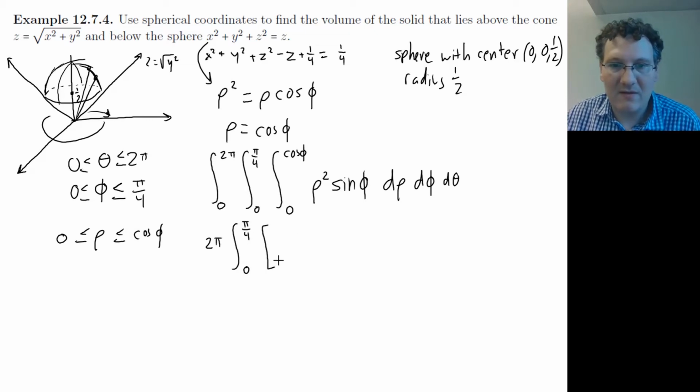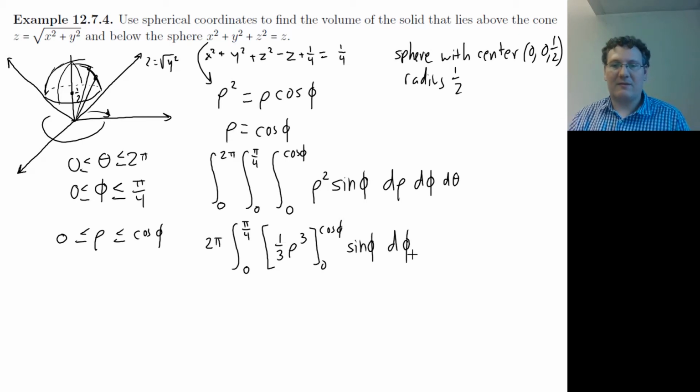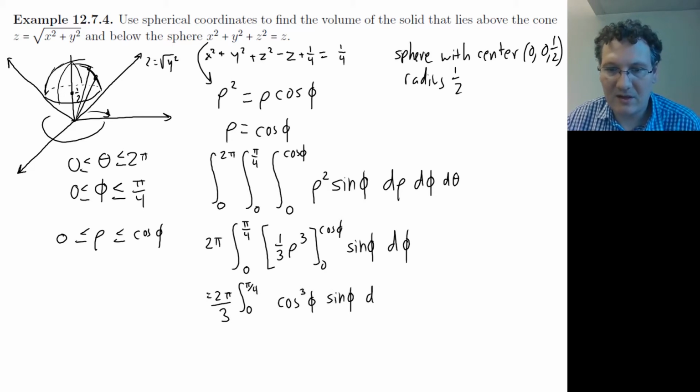And so what we're going to have is the integral of rho squared, which is rho to the third, with the 1/3 out front. And we're going to be going from 0 to cosine of phi. We have a sine phi, and we have d phi left. Nice thing about this is just a matter of plugging in cosine phi. So we're going to get 2 pi times the integral from 0 to pi over 4. I put the third under the 2 pi. And then we've got cosine cubed phi times the sine of phi, d phi.